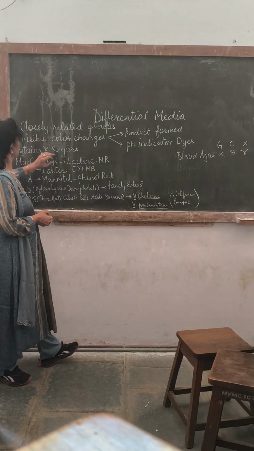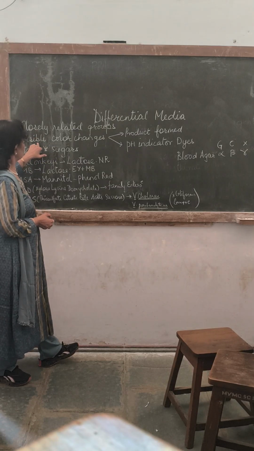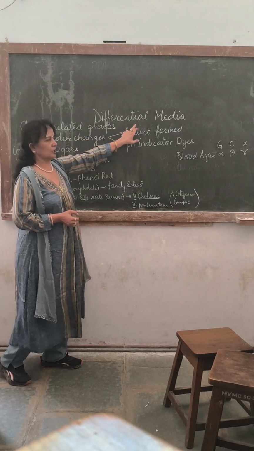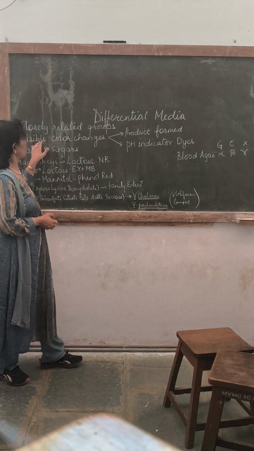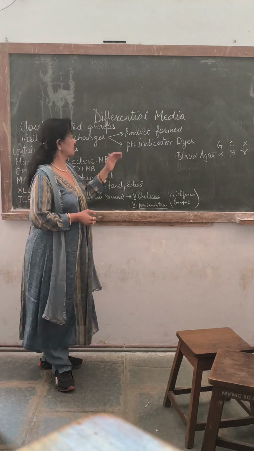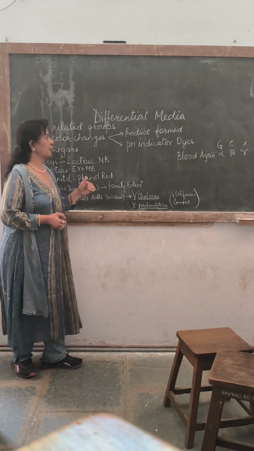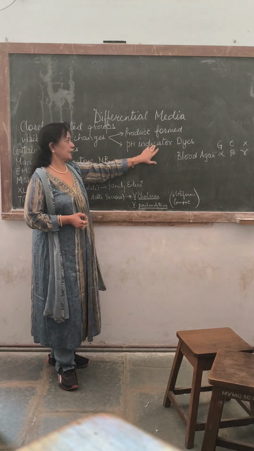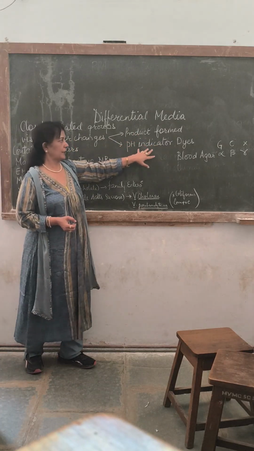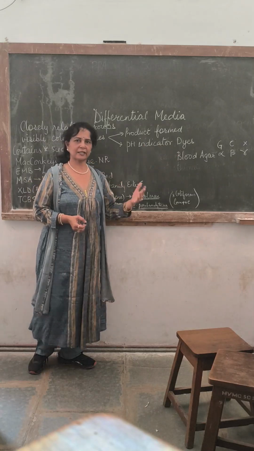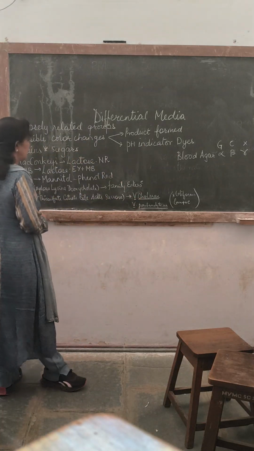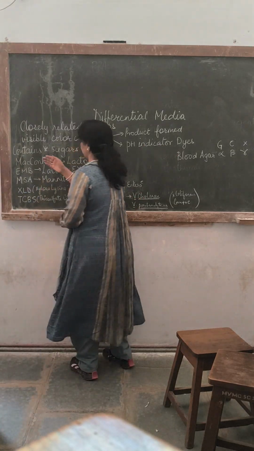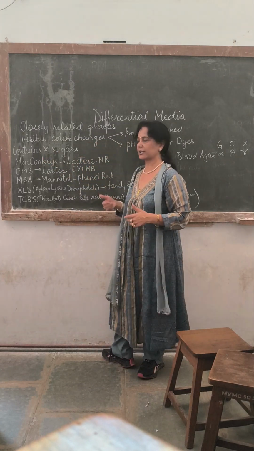So the very first point is that we can find out the difference between the organisms with this media with the help of visible color changes. Now these visible color changes will be because of the product they produce and their reaction with the indicator dyes which we have added in the media composition. So we will take examples of these differential media one by one and try to understand.